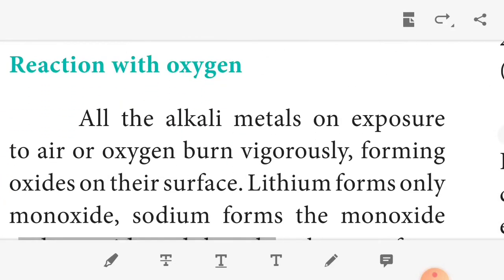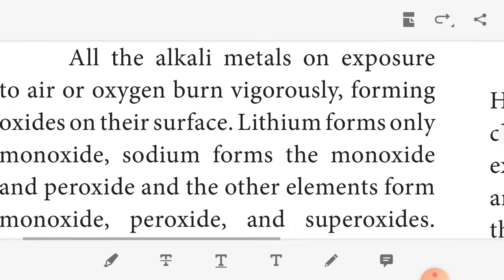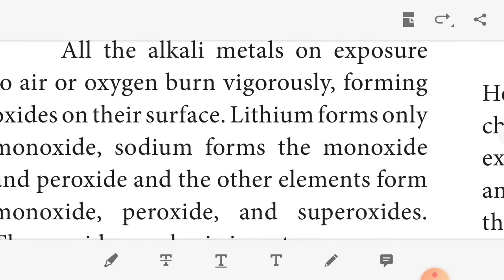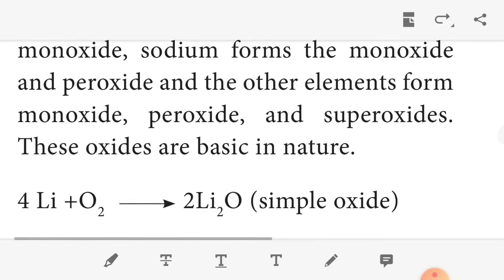First, reaction with oxygen. All alkali metals on exposure to air or oxygen burn vigorously, forming oxide on the surface. Lithium forms only monoxide, sodium forms monoxide and peroxide, and the other elements form monoxide, peroxide and superoxide. Lithium forms a simple oxide, sodium forms peroxide, and potassium, rubidium and cesium form superoxide. These oxides are basic in nature.